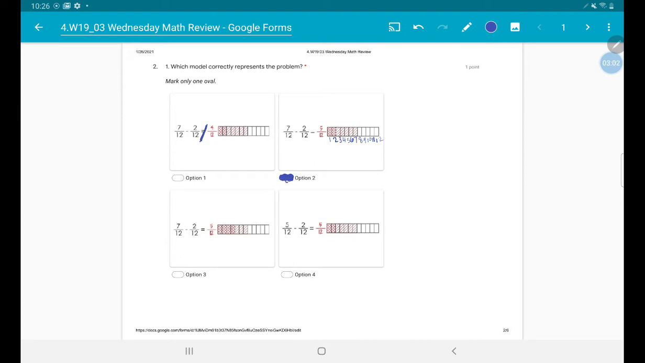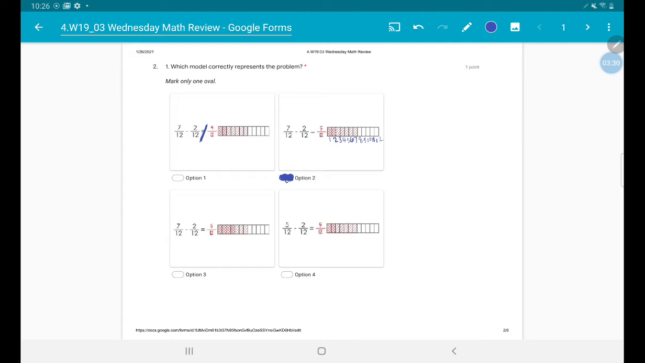Let's take a look at option 3. What's wrong with option 3? It says 7/12 minus 2/12 equals 5/12. Why is that not the correct answer? Why not, Chloe? It marks out 4 spaces instead of 2. Okay. They marked out the wrong amounts. They took away 4/12 instead of 2/12.